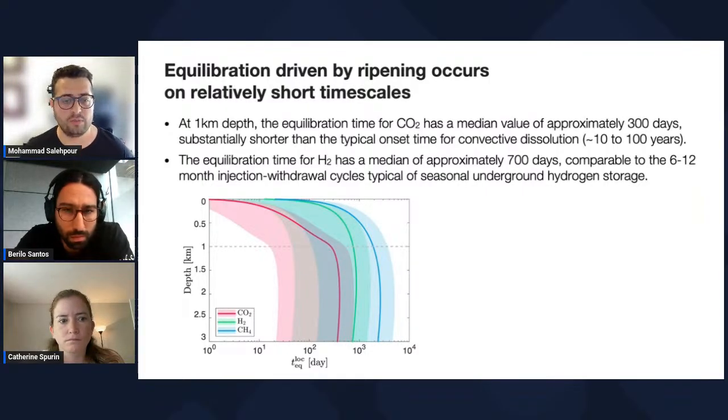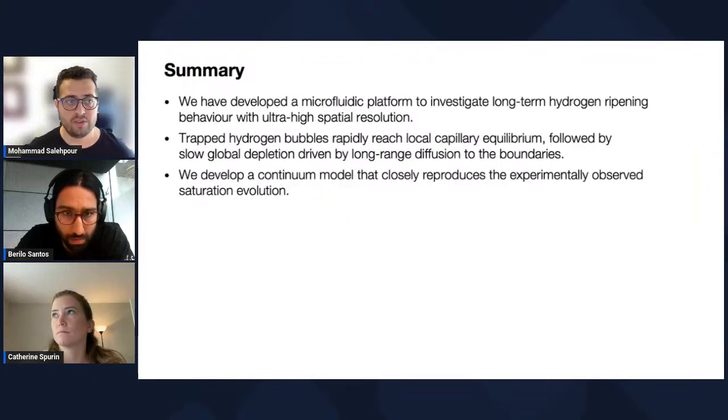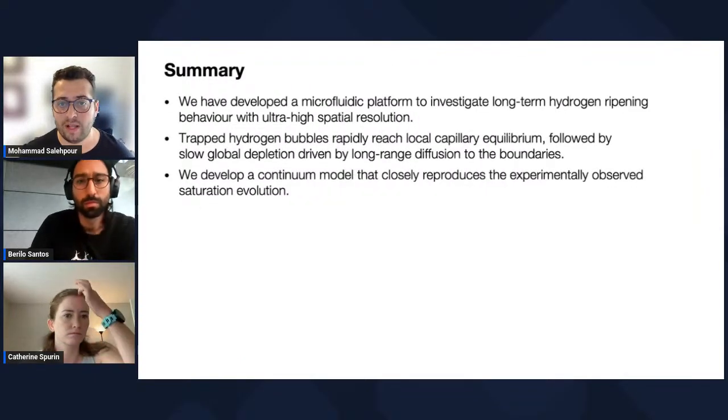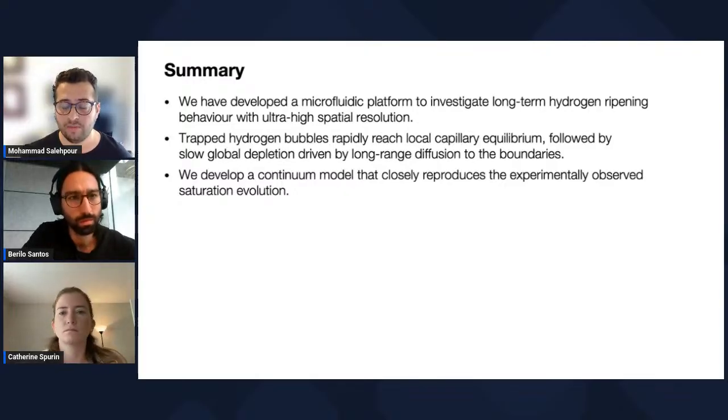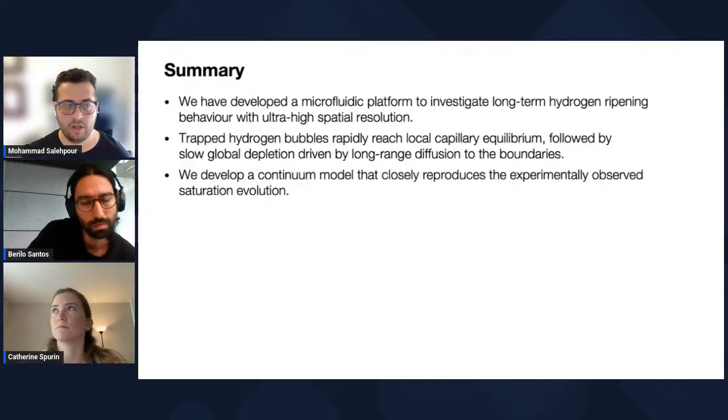And also this equilibrium time for H2 is about 700 days, which is in the same order of magnitude as the 6 to 12 months of injection and withdrawal cycle. To summarize our results, we've developed a microfluidic platform to investigate long-term hydrogen ripening behavior.